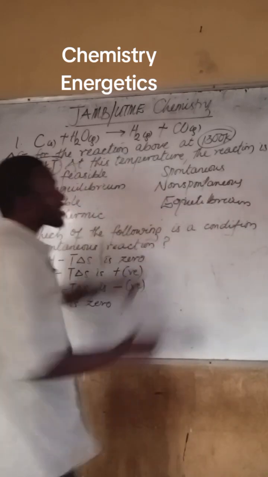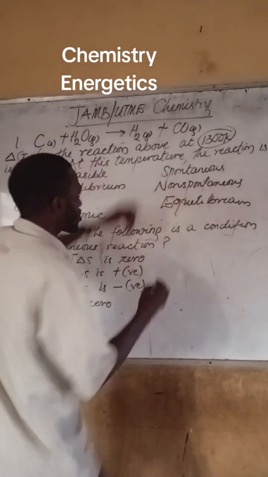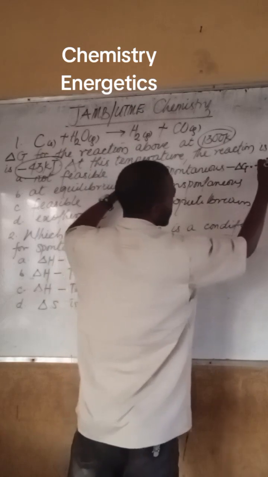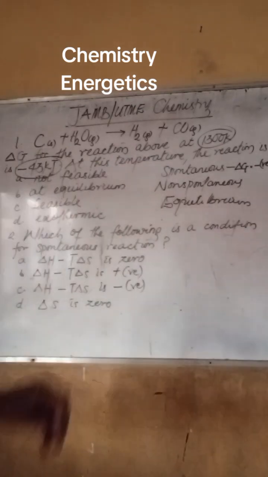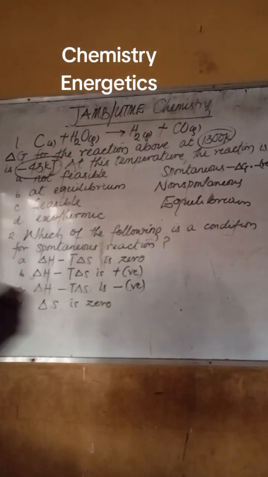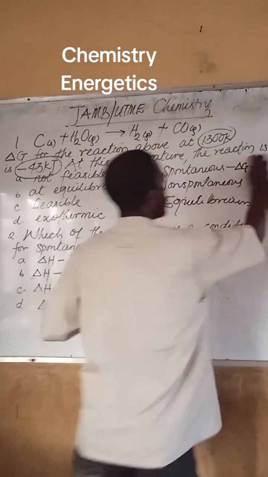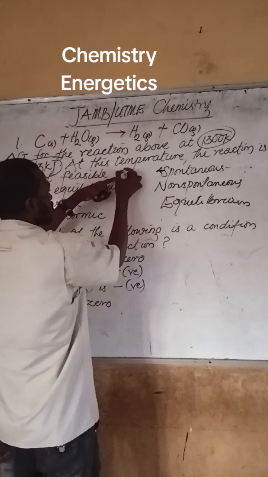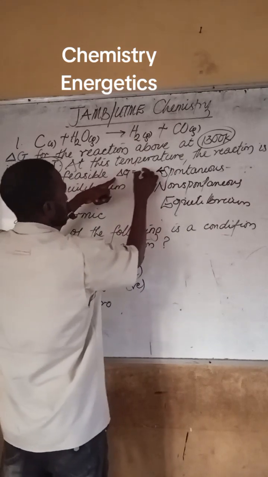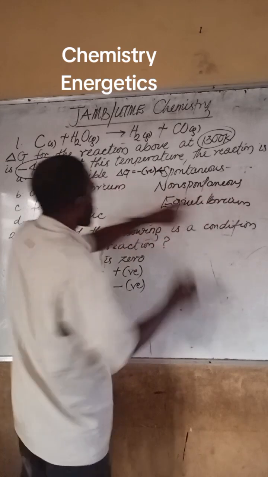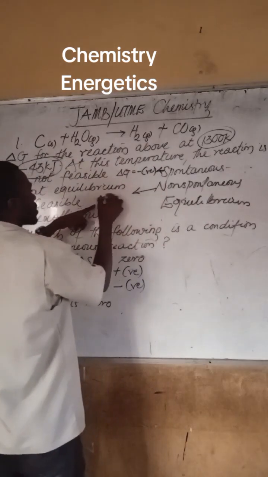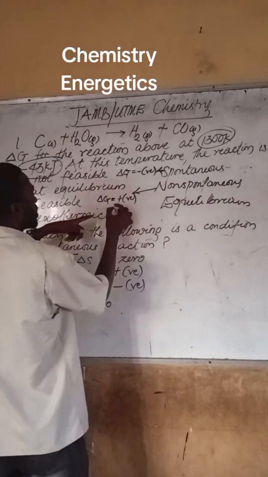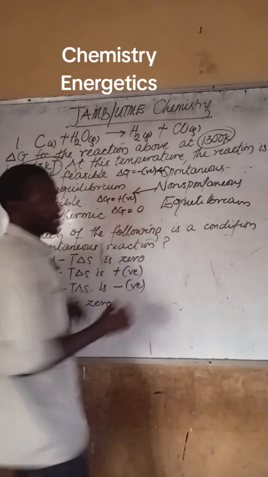So, for a reaction that is spontaneous, the change in Gibbs free energy is always negative. I hope that is showing. So I'm going to put it here. For a spontaneous reaction, the change in Gibbs free energy is always negative. For a non-spontaneous reaction, the change in Gibbs free energy is always positive. And for a reaction in equilibrium, the change in Gibbs free energy is going to be 0.